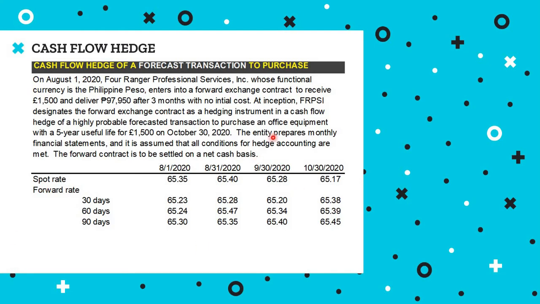So, sabi, the entity prepares monthly financial statements and it is assumed that all conditions for hedge accounting are met. The forward contract is to be settled on a net cash basis. So, ibig sabihin, kung ito ay net cash basis, wala talaga tayong marireceive na 1,500 British pounds kasi net cash basis. So, again, when we say net cash basis, walang actual delivery ng ating foreign currency. Ang magiging settlement lang at settlement date is either tayo ba ay magkakaroon ng inflow or outflow, depende kung ano mas malaki, yung outflow or yung inflow.